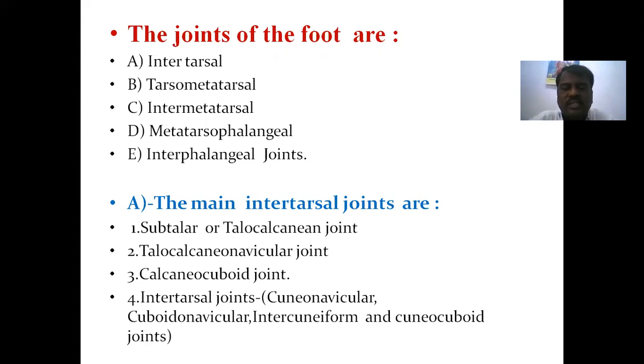The main intertarsal joints: one is the subtalar, also called the talocalcaneal joint. Second is the talocalcaneonavicular joint. Third is the calcaneocuboid joint. Fourth is the intertarsal joints. So these are the four intertarsal joints between the seven bones.